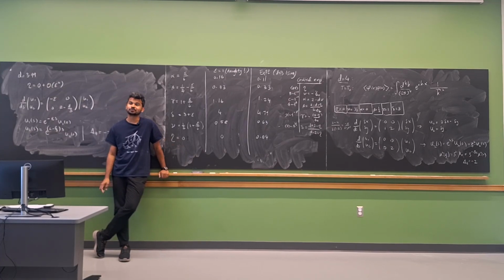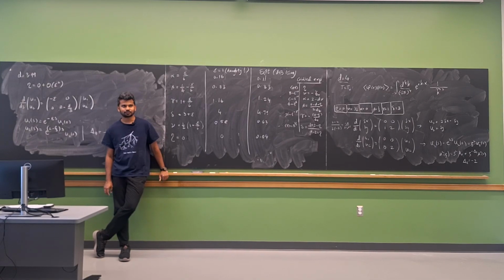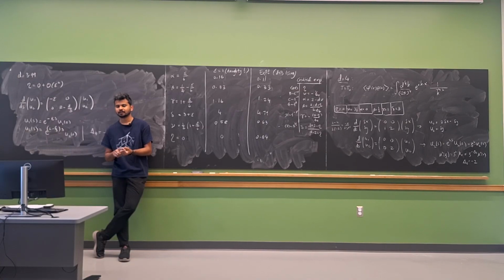Is it always true in every model? I don't know. I know that it's true for Ising, and I know that it's true for this Heisenberg magnet, for example.